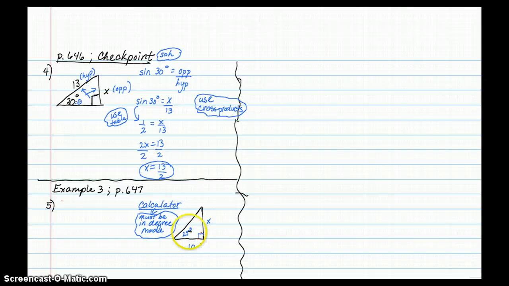This is going to require a calculator because you've got a theta that is 25 degrees. So go ahead and take a minute, draw this picture, write that you need to use a calculator, and please note that it must be in degree mode.